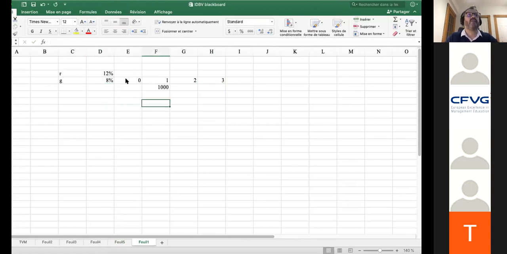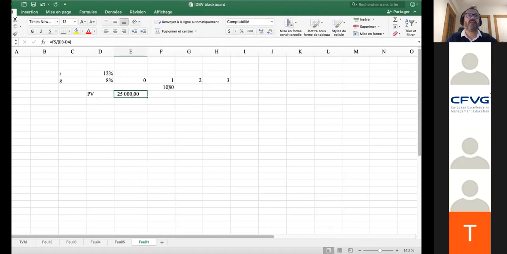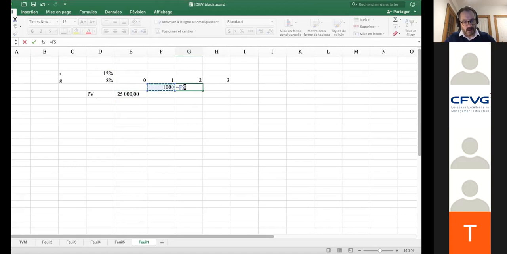Okay, so if we calculate the PV at the year 0, it's going to be 1,000 divided by R minus G. Okay, so that's 25. So we are here, and this is question A. And then we know that the amount will grow by 8% from one year to the other.